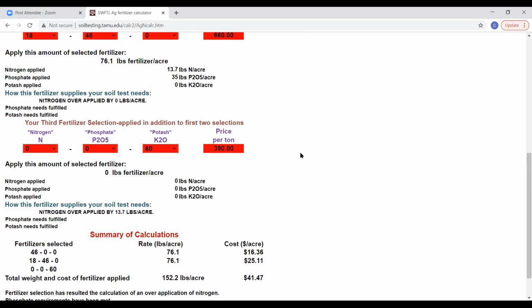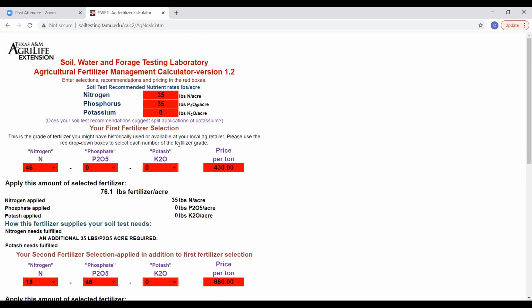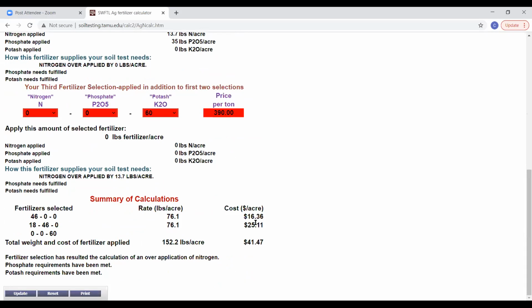So this particular person here is going to apply an actual 76 pounds of urea and 76 pounds of diammonium phosphate to get 35 pounds of nitrogen and 35 pounds of phosphate. And it's going to cost roughly $41 to apply this at a rate of 152 pounds per acre.